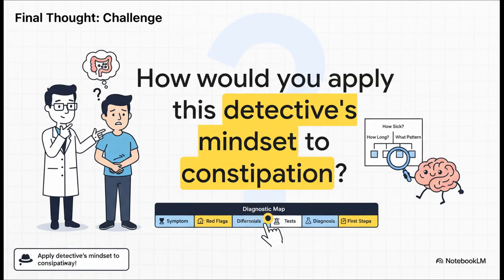So there you have it. We've cracked the case of diarrhea by applying a systematic detective's framework. But here's a final thought to leave you with. What about its opposite? How would you take these exact same principles, how sick, how long, what's the pattern, and apply them to investigate a patient who comes in with constipation? The detective's tools are exactly the same, only the clues have changed.